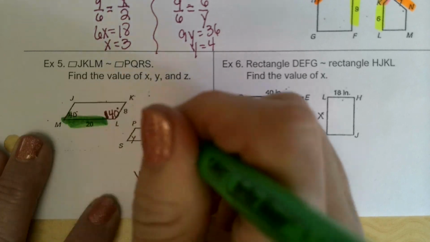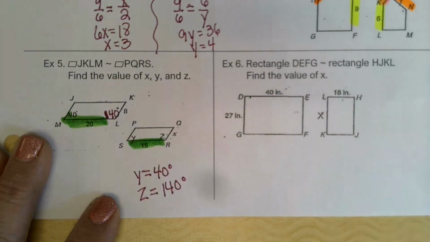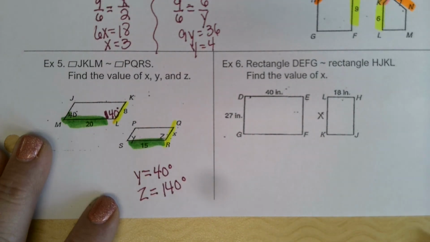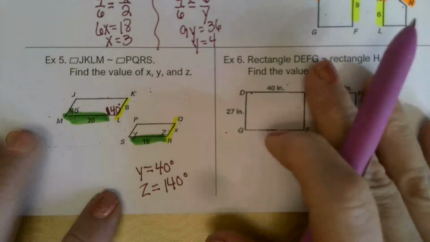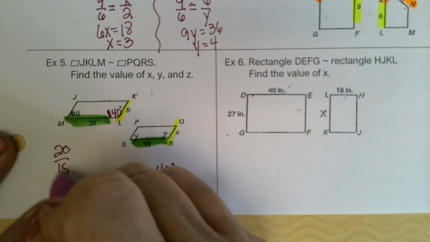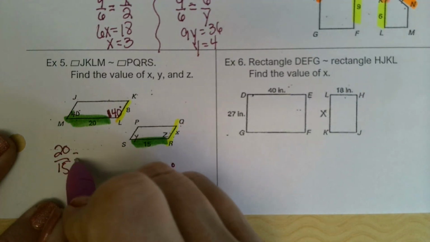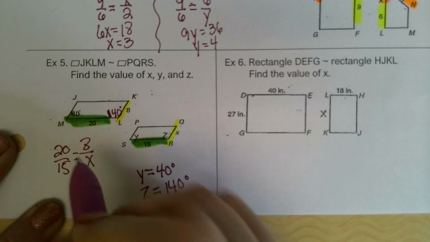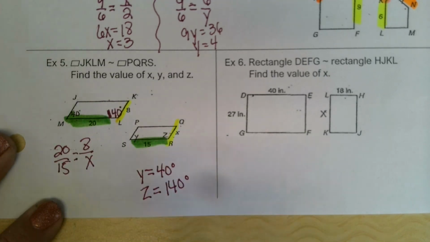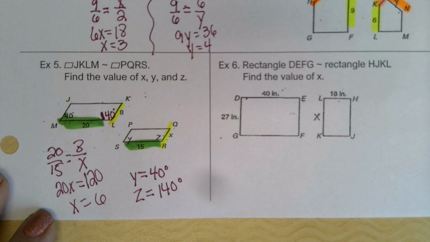I know because this is the longer side, it goes with the longer side. Shorter side goes with the shorter side. I'm just showing you that if you use colors, it really makes it pop out at you. Green over green equals yellow over yellow. Left over right equals left over right. Go ahead and cross multiply for that and get your answer for x. And you should have got x equals 6.